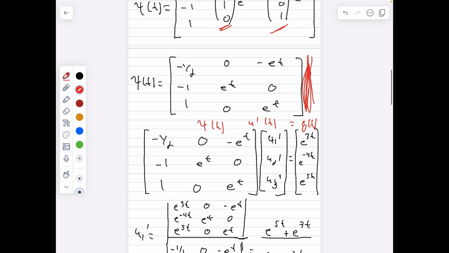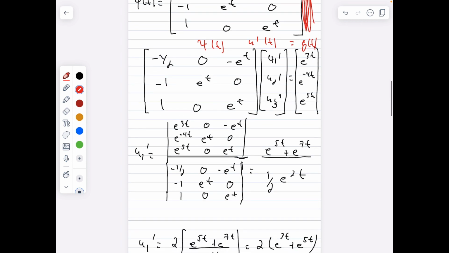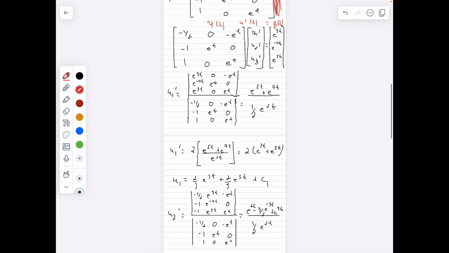And you would have phi of t times u prime equals g of t as your next move. You take your fundamental matrix, times u prime, which will consist of u1 prime, u2 prime, u3 prime, equal to g of t. G of t is basically your non-constant vector on the other side. And you're going to solve for u1 prime, u2 prime, and then u3 prime.